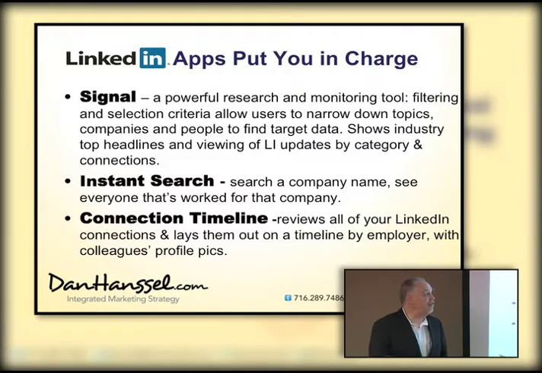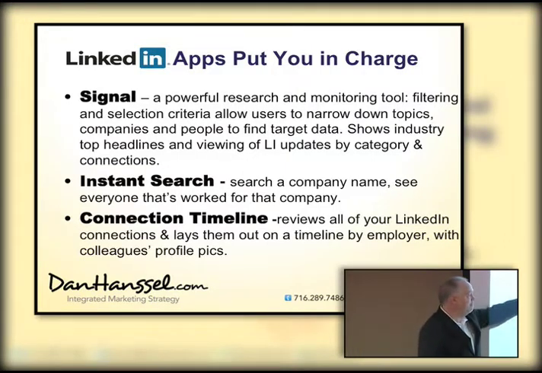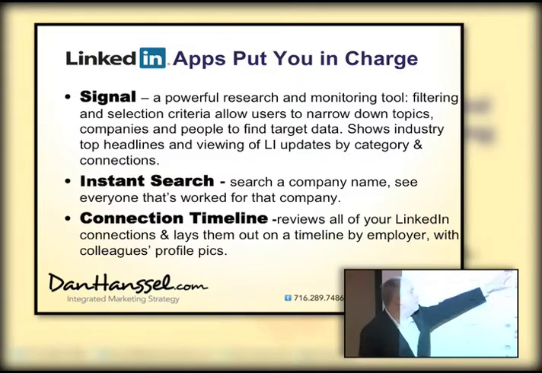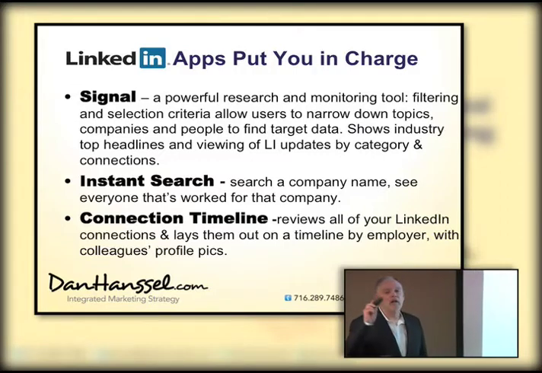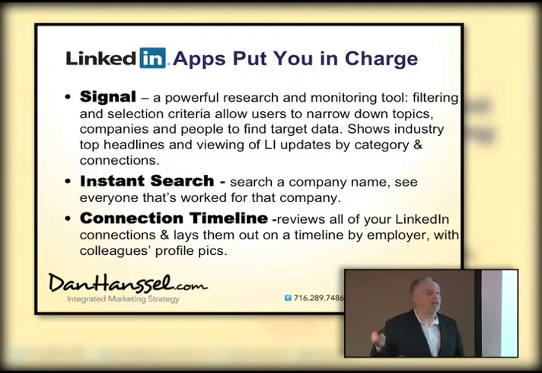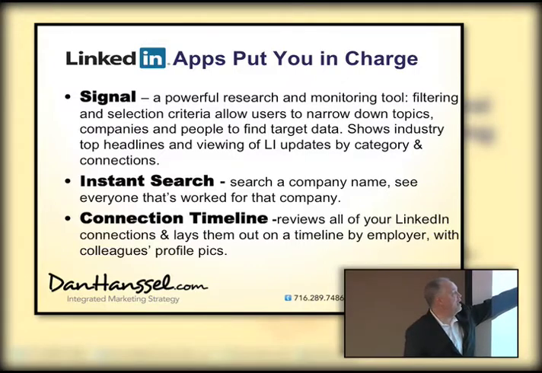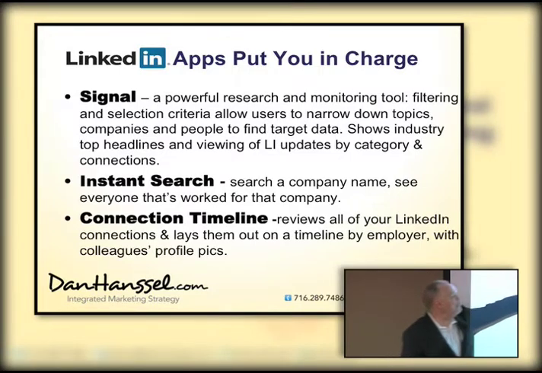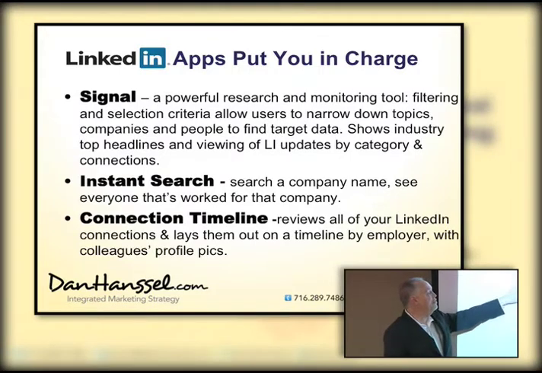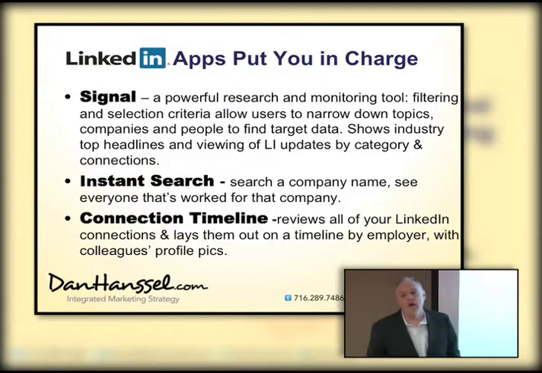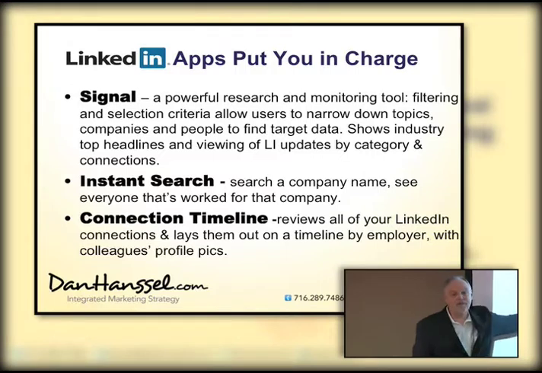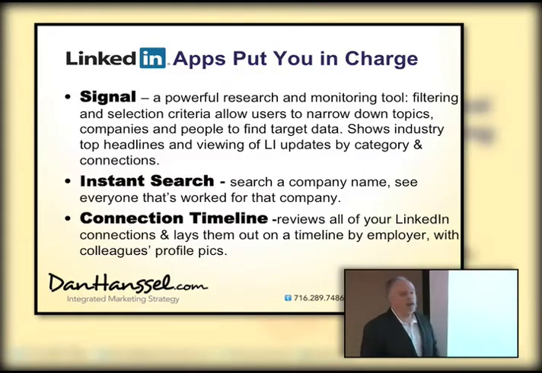It allows you to filter and selection criteria, allowing users to narrow down topics. This is what it looks like. Once again, hard to read on this big screen, right? But the point is that what it allows you to do is to go in and look at your connections' updates, and you can choose, do I want only first level connections? Do I want first and second, or do I want all three? And what it allows you to do is then organize around different topics, different companies, so you can find out what updates are being posted by different people at different companies at different times by manipulating all of these variables.